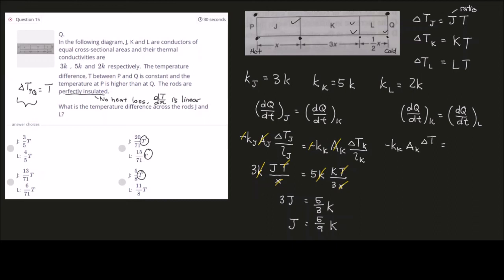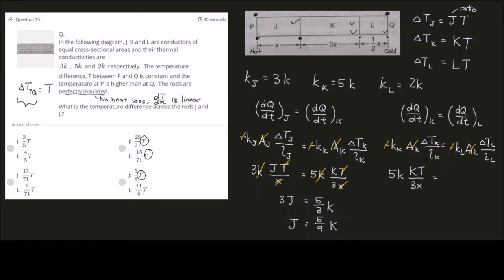I'm a bit tired of saying all these things. Lk will be equal to negative kl al delta tl over ll. Again, we can remove the negative sign and remove the area, they are the same. So let's do substitution. Kk is 5k, so delta tk we change to kt, then over lk is 3x.